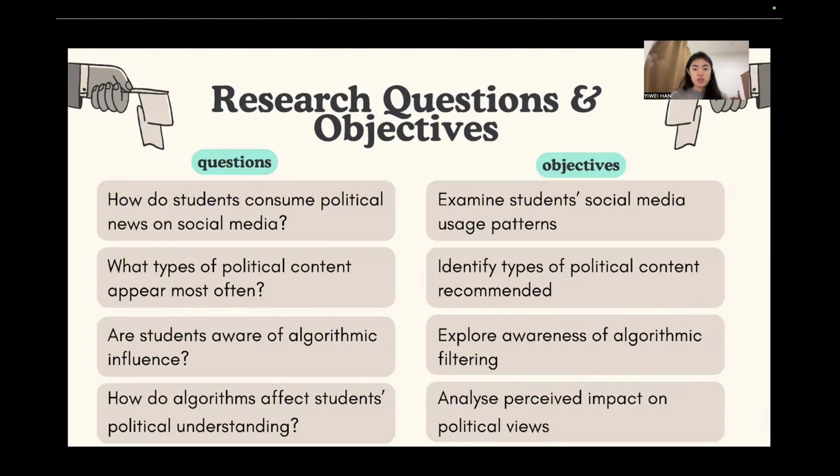Based on these questions, the objectives of this study are to examine students' social media usage habits, to identify the types of political content they are exposed to, to explore their awareness of algorithmic influence, and to analyze how this exposure affects their political views.